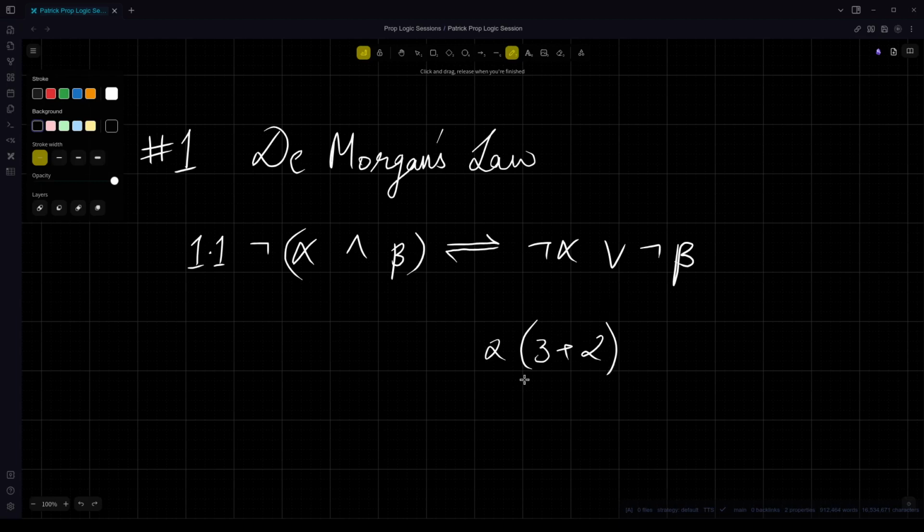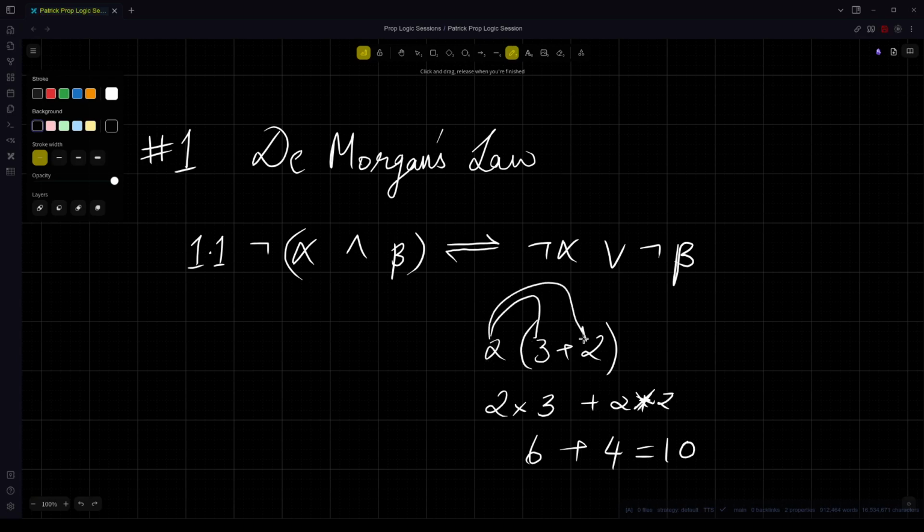So if you have this, it's like 2 into 3 plus 2 into 2. So that's like 6 plus 4 equal to 10, which is basically the same as 3 plus 2 is 5, 5 times 2 is 10. So it's like you're distributing this here and here, right? So it's a bit like that.